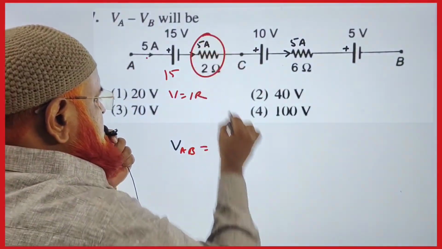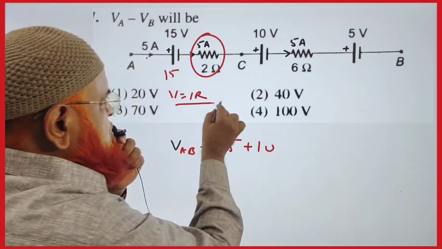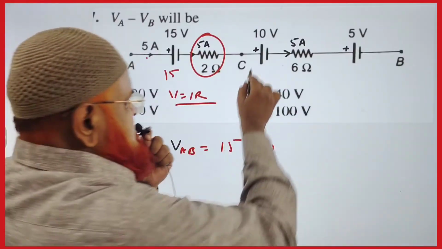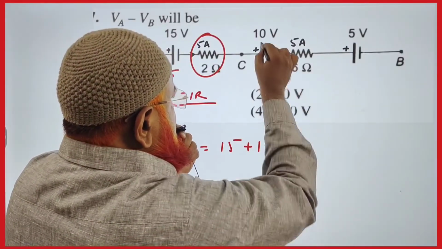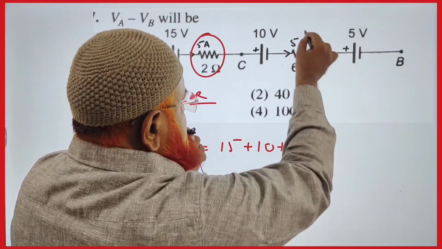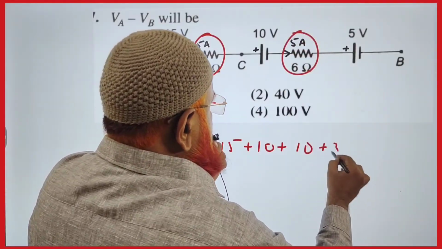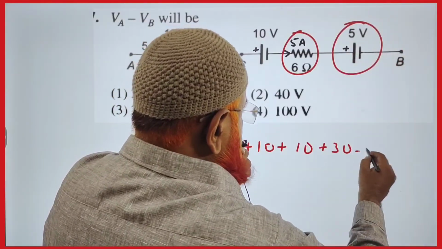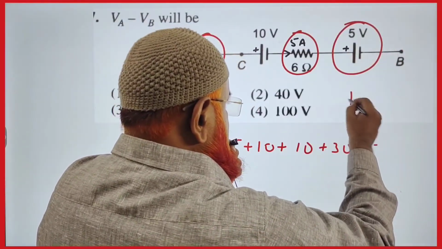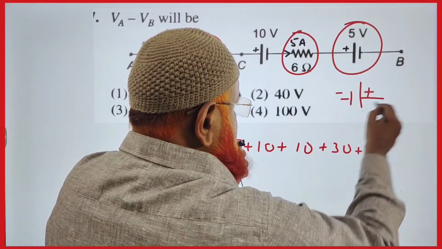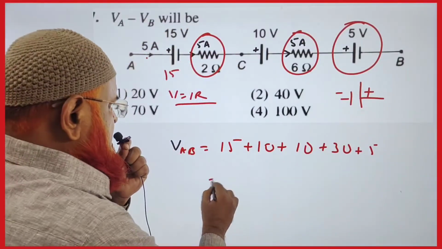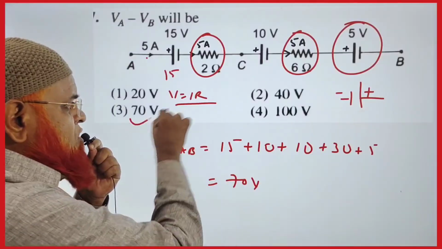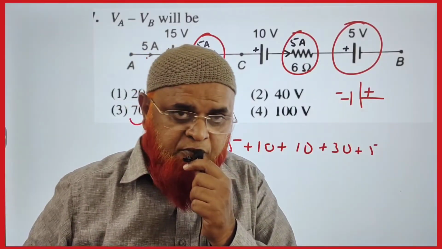So combined together, 5 2s are 10 here, because V is equal to IR, current into resistance. Here this is going to be again 10 volts directly, and this is 5 into 6, that is going to be 30. First positive comes then negative comes, that's why you have to add them. If first negative comes and then positive comes, then you have to subtract. If you add them, you will be getting 70 volts. The simple technique to solve the problem.